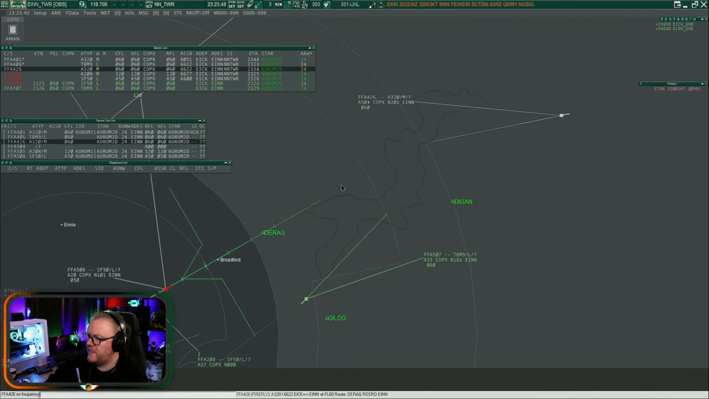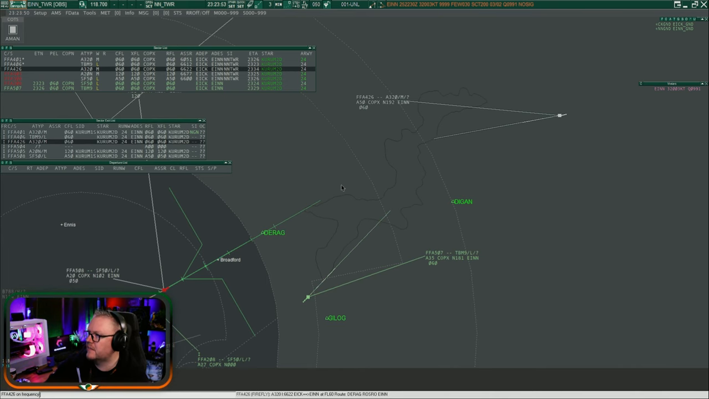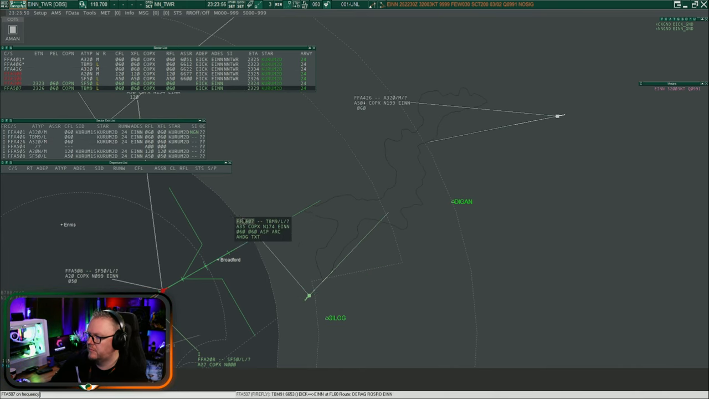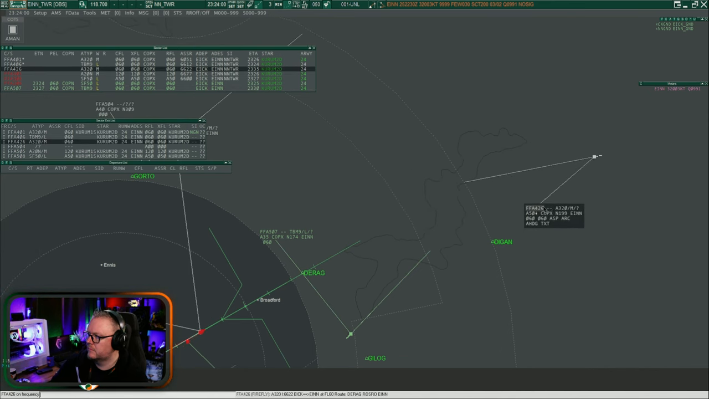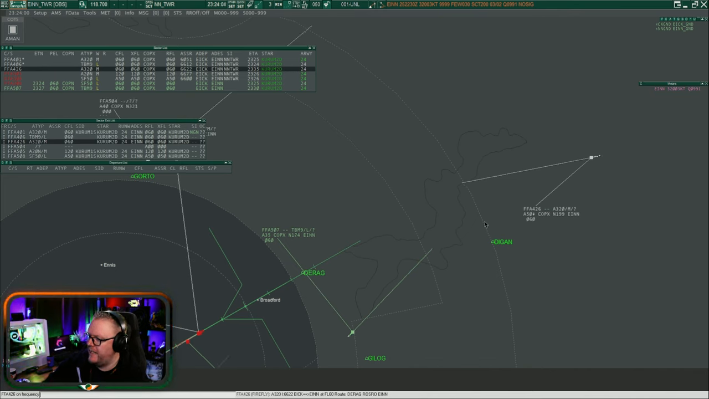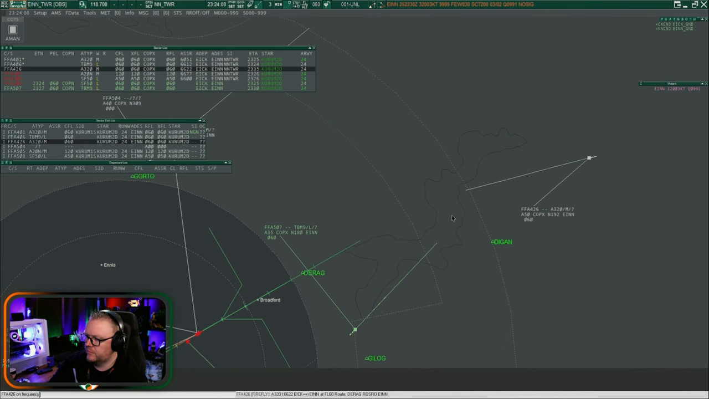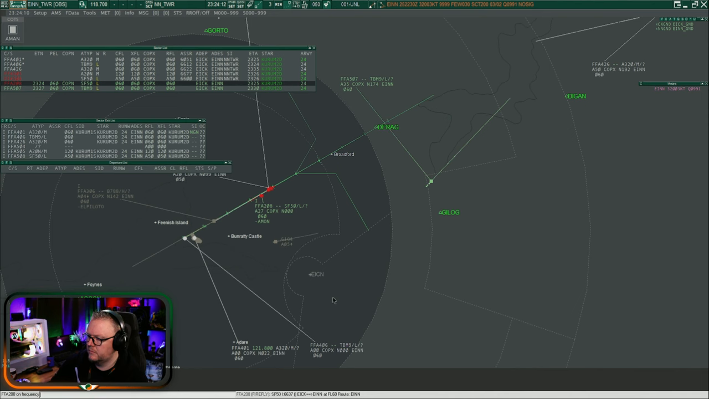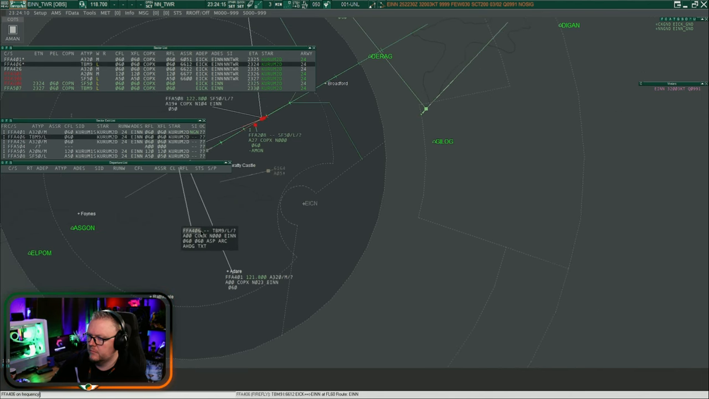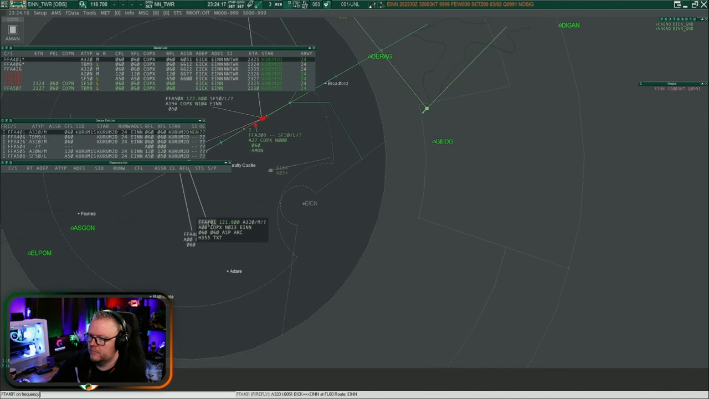Firefly 507, left turn, direct DRAG, call me when established on the localizer. Turn left, direct DRAG, and call you when established on the localizer, Firefly 507. Firefly 426, make straight in to DRAG, call me when established on the localizer. Firefly 426, make straight in DRAG, and I'll call you when established.